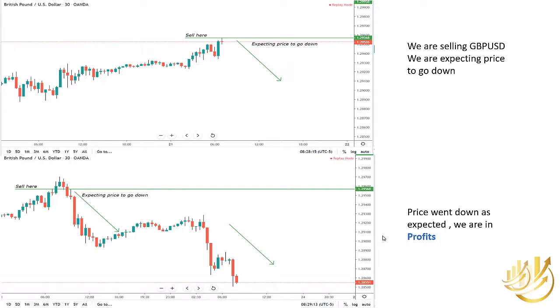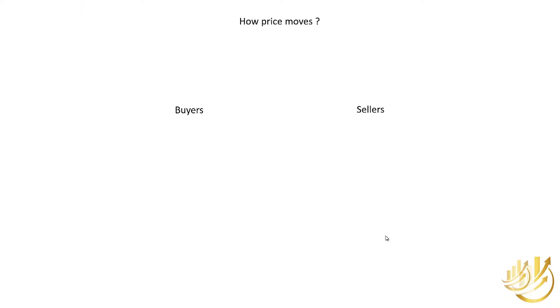Okay, so what is next? Next is how price moves. This is also a very important thing, you have to understand it. There will be only two kinds of people in the market. Somebody will buy and somebody will sell. If there are more buyers, price will go up. If there are more sellers, price will go down. All you need to understand from the charts is whether buyers are in control of the market or sellers are in control. If buyers are in control, they will push the price up, and vice versa. If sellers are in control, they'll push the price down.